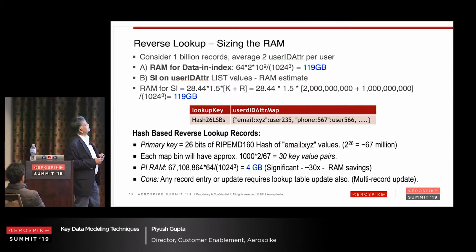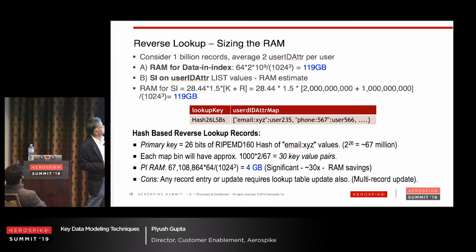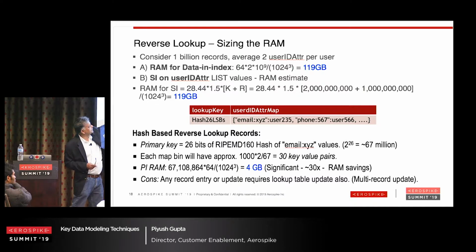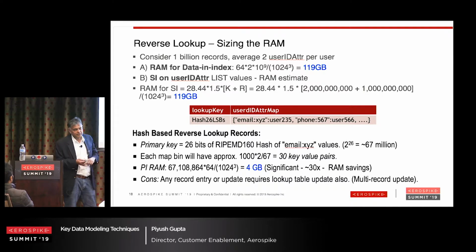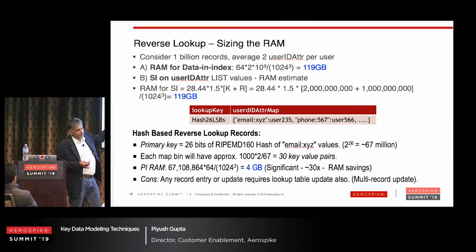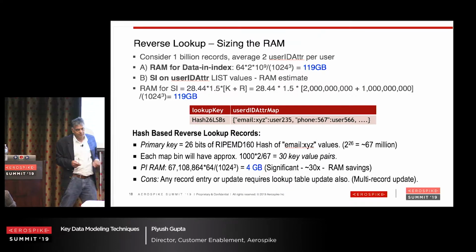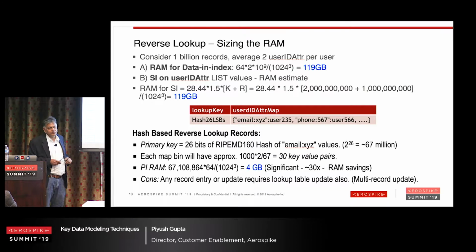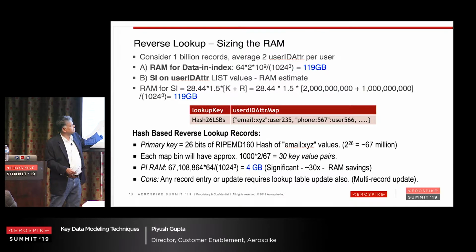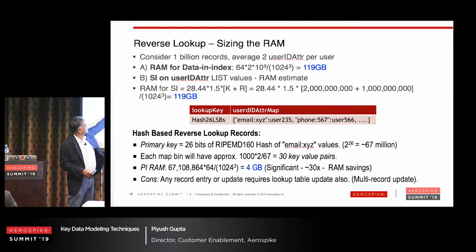So let's see what happens. If I do a lookup table, if I have 1 billion records and each has 2 attributes, email and phone number, if you do the math, you'll find you'll need about 119 GB of RAM to do the reverse lookup table, a whole bunch of records that map the phone number back to the user ID and the email back to the user ID. Likewise, if you did a secondary index on the user attribute and go through our sizing sheet, it'll tell you the SI requirement will be about 119 GB in RAM. It's basically building the index in RAM.